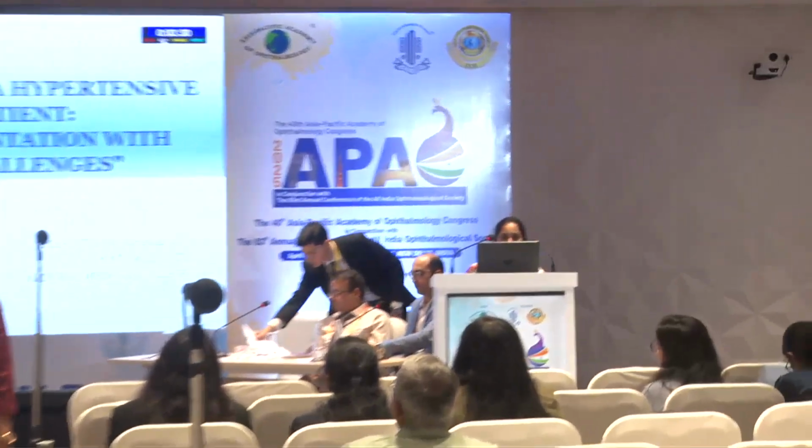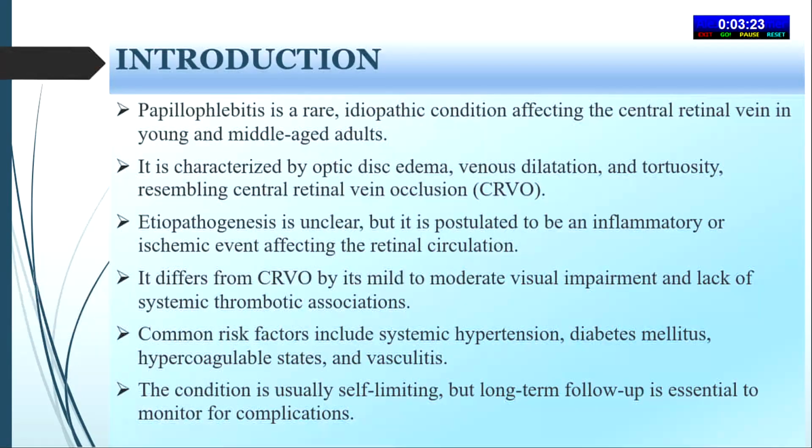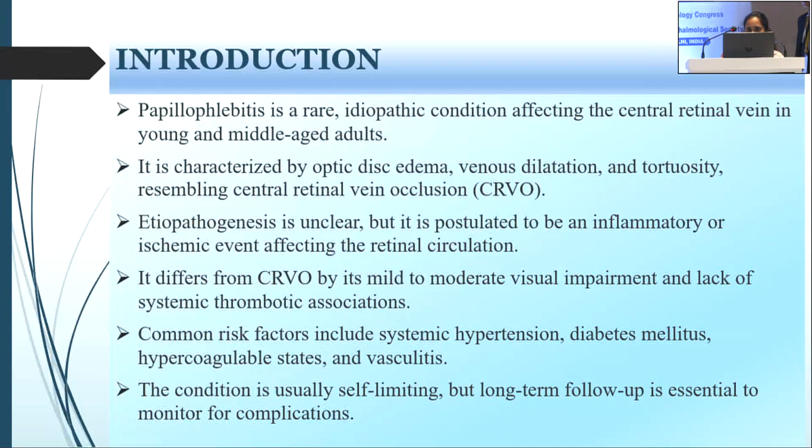Good afternoon, everyone. My case is papillophlebitis in a hypertensive diabetic patient, an atypical presentation with diagnostic challenges. Introduction: papillophlebitis is a rare idiopathic condition affecting the central retinal vein in young and middle-aged adults. It is characterized by optic disc edema, venous dilatation, and tortuosity, resembling CRVO.